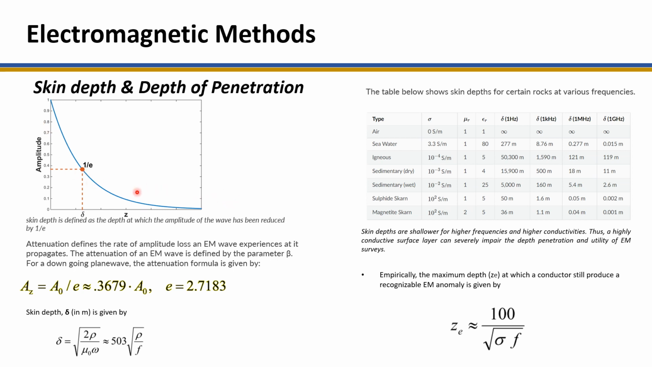The graph also shows that the skin depth decreases as the conductivity of the conductor increases. This is because the more conductive a material is, the easier it is for electrons to move through the material, and the less energy the electromagnetic wave needs to penetrate the material. The table here shows the skin depth for certain rocks or materials at various frequencies. For example, the skin depth of igneous rock at 1 MHz is about 121 meters. This means that an electromagnetic wave with a frequency of 1 MHz can only penetrate about 121 meters into an igneous conductor before the current density decreases to 1 over e, or 37%, of its value at the surface, or the initial amplitude.